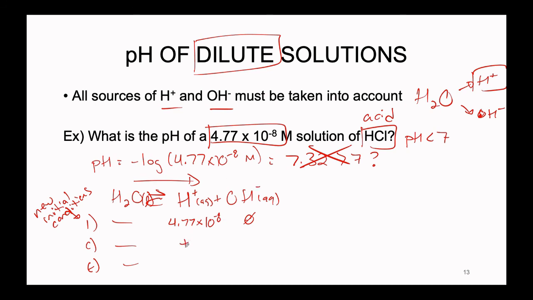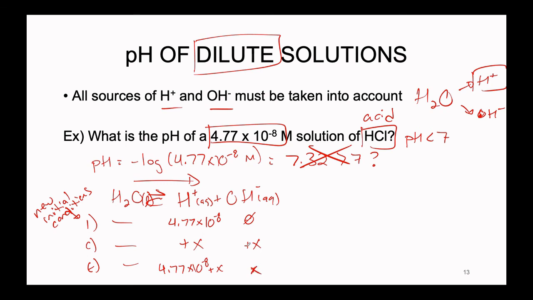So we're going to get a shift by some amount x towards the product side. So we're going to end up with 4.77 times 10 to the negative 8 plus x for our H plus concentration and x for the OH minus concentration.